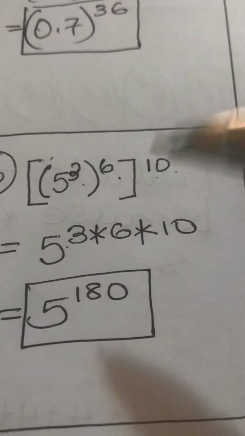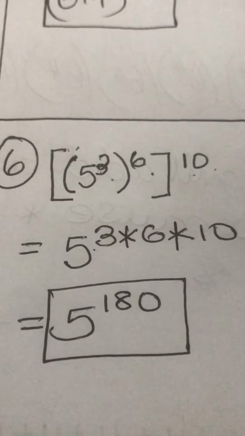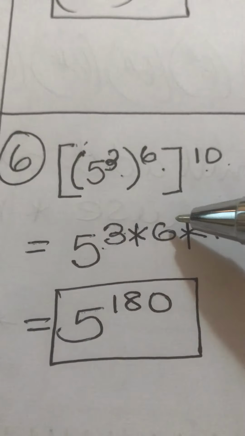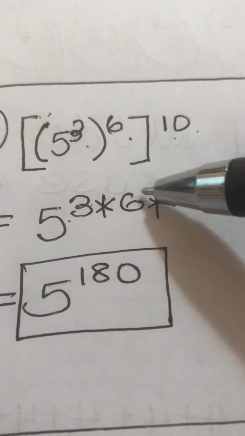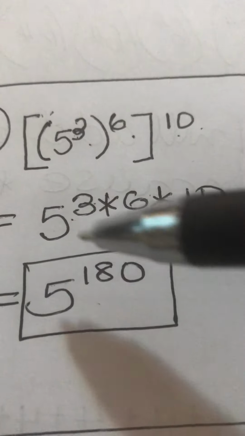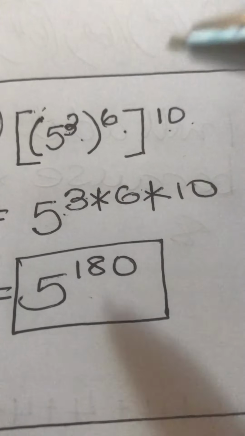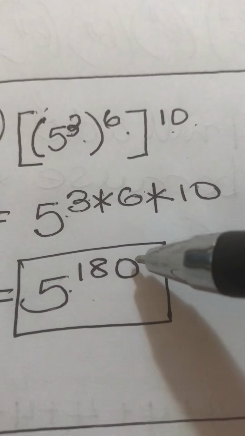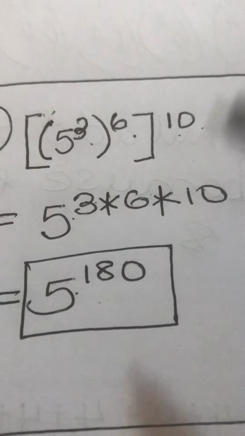Okay? Oh, I forgot to do this one. I will do it. All right. So, 5 to the 3rd power times 6 times 10. 3 times 6 is 18. 18 times 10 is 180. So this is 5 to the 180th power.